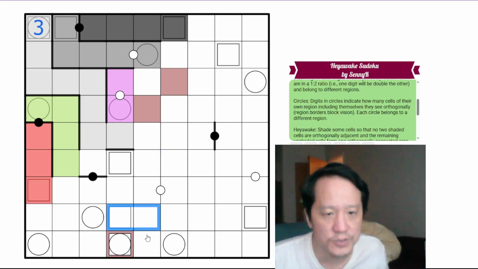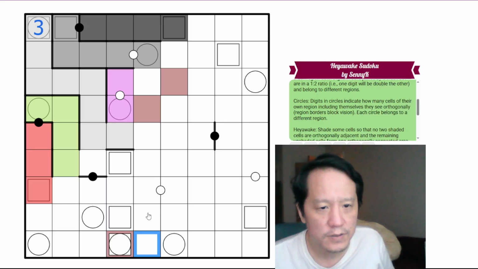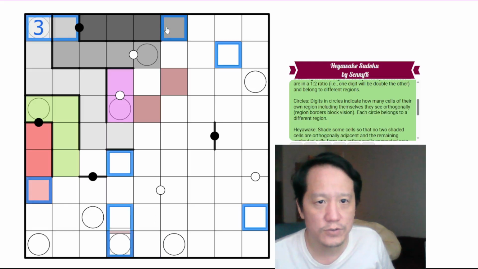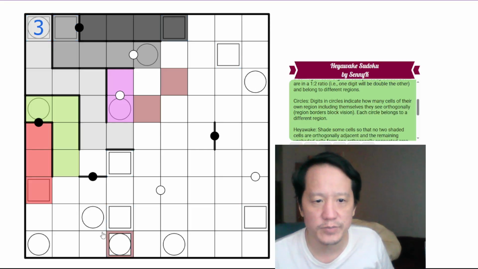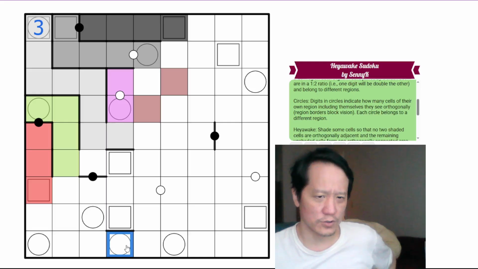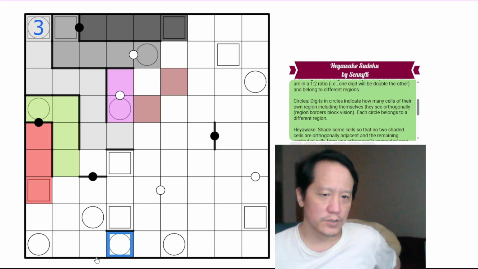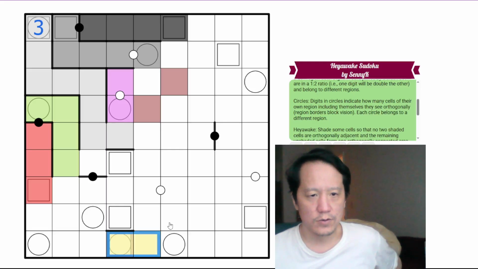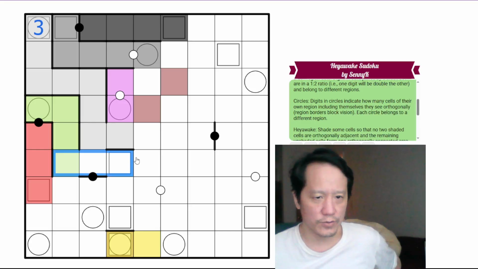This is... Oh, this is square also, right? Is it square? 1, 2, 3, 4, 5, 6, 7... Yes, this is square. So this is boundary there. Oh, this is square and circle. So it cannot be part of this. We're going to make it yellow. Green could go through here.